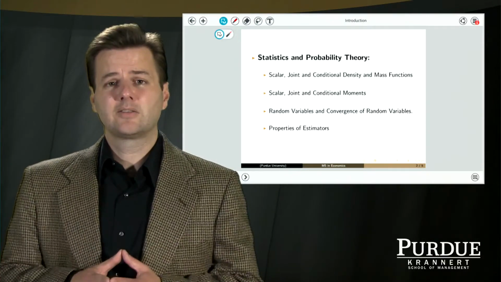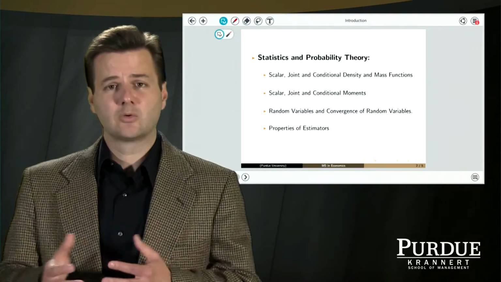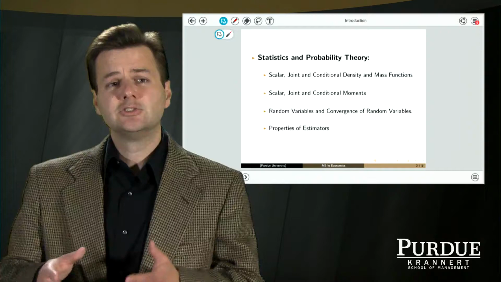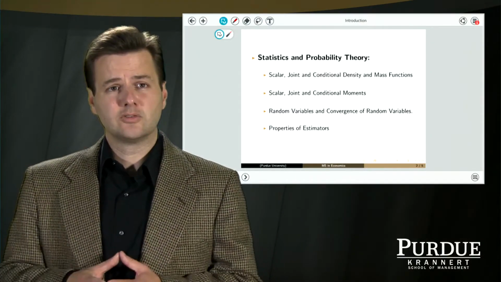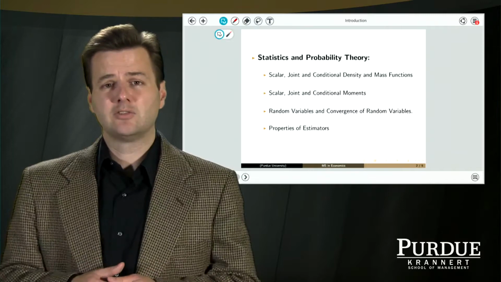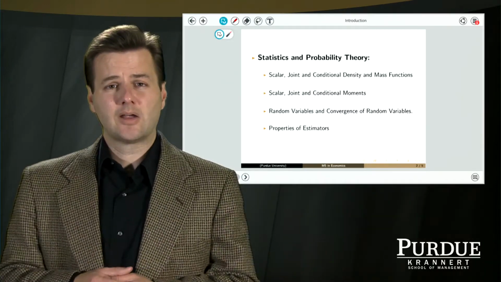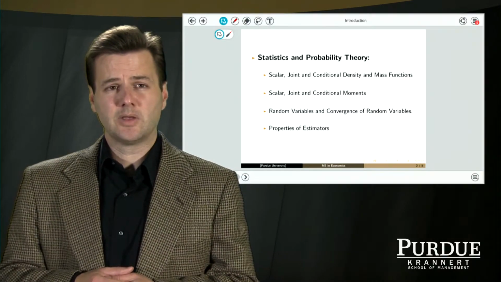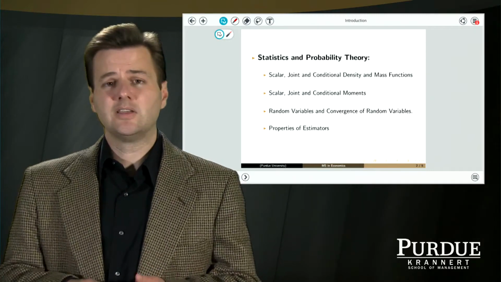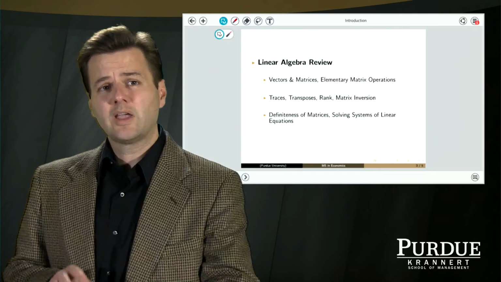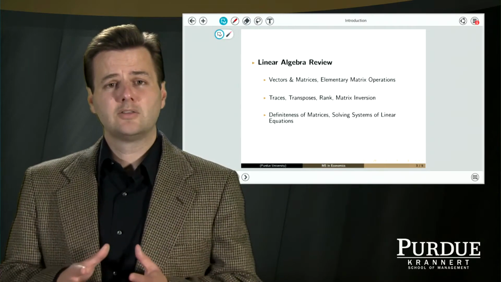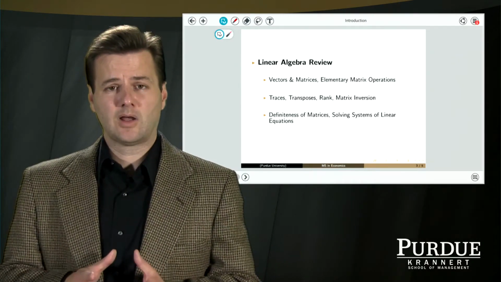Moments in that context, so things like means and variances and higher order moments, both in scalar, joint, and conditional situations. We'll review different convergence concepts. We'll lead into estimation, enumerate some desirable properties associated with estimators, things like consistency, convergence in mean square, and convergence in distribution. Once we have that under our belt, we'll move on to also review some topics in linear algebra.